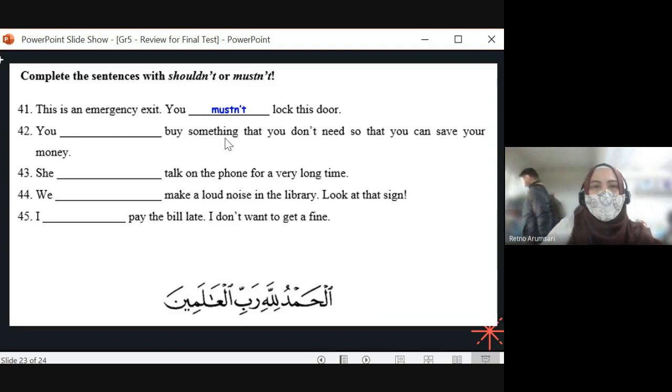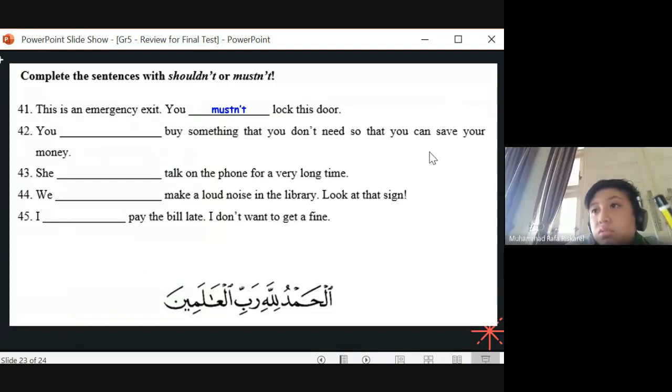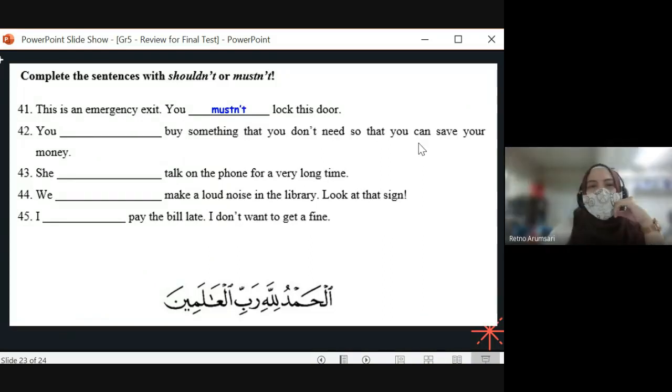Now, number 42. You blah blah blah buy something that you don't need so that you can save your money. What is that? Shouldn't. Yeah, shouldn't. That's an advice, right? But can you still spend money for something that you don't need? Yes, it's up to you. But it's better not to spend money for something that you don't need, right?